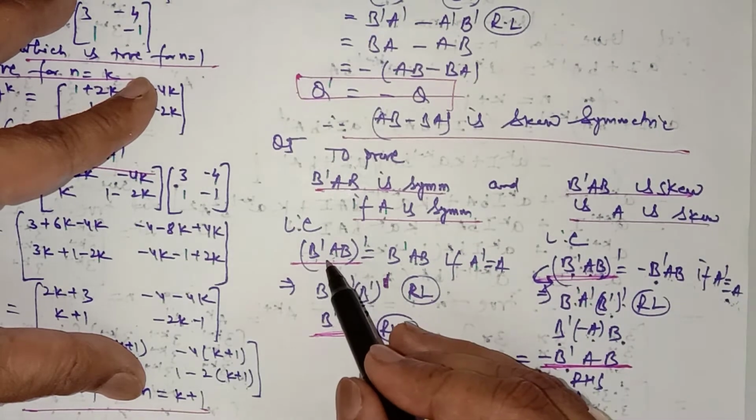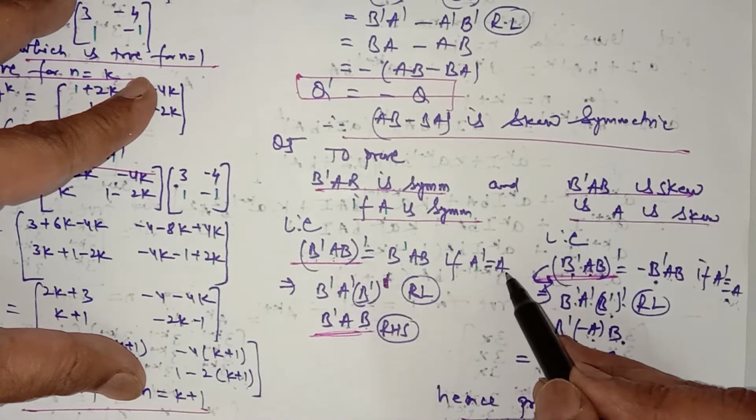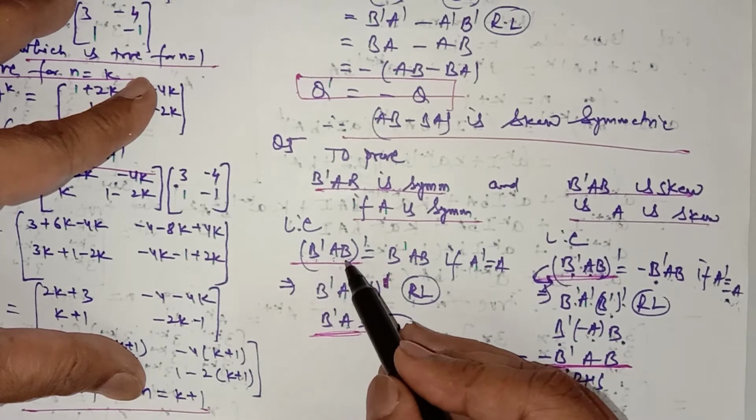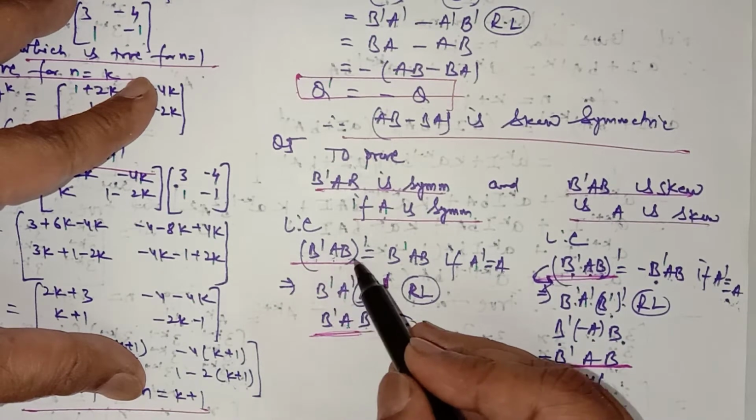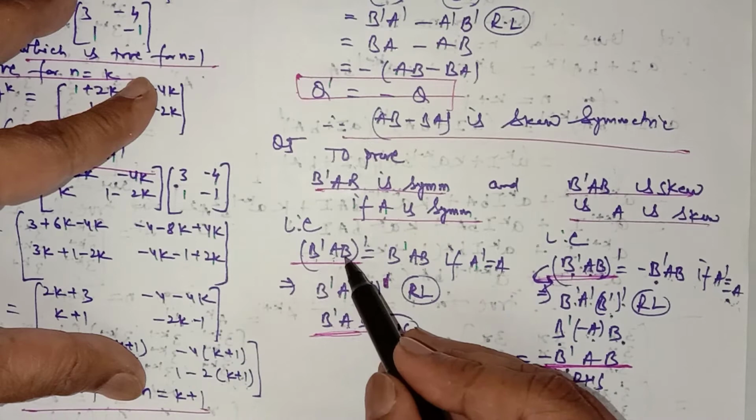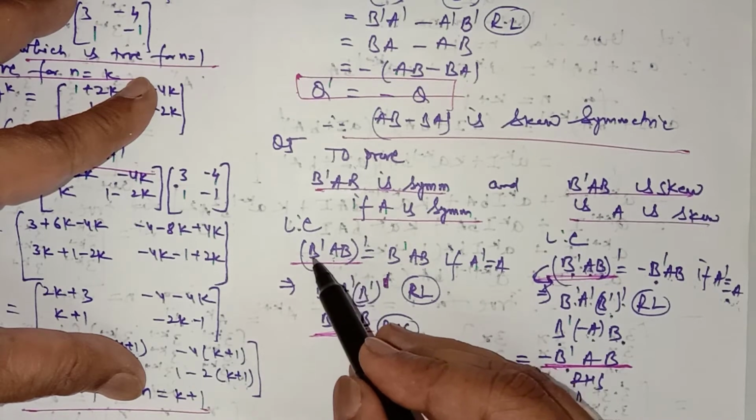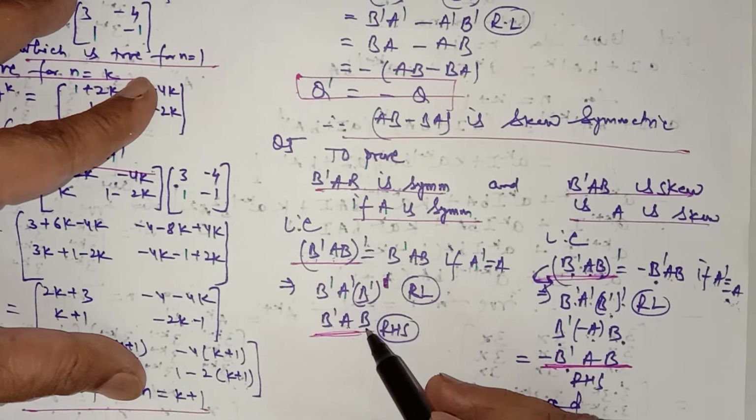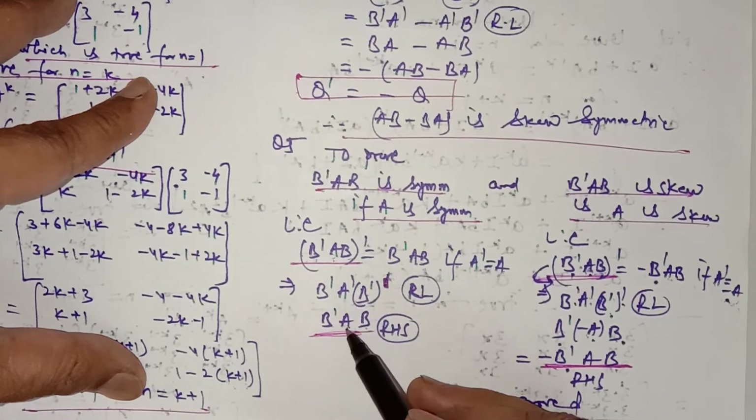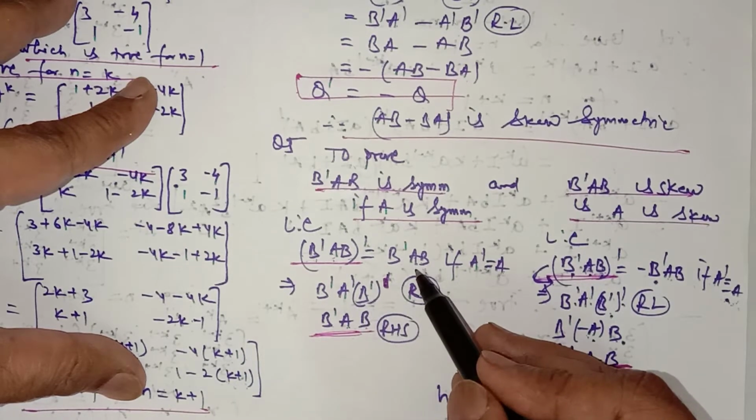So I have to prove this is equal to this if A transpose equals A. Starting with the left hand side, the transpose of B transpose AB, using the reversal law, is B transpose, A transpose, B double transpose, which is B. A transpose is given as A. So it comes out to be the right hand side.